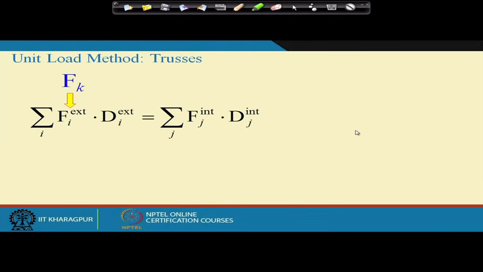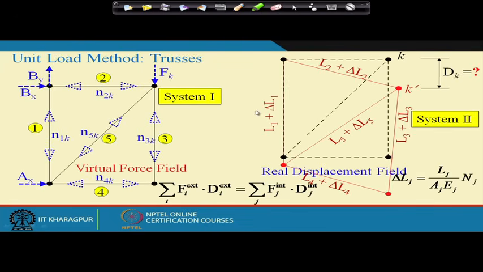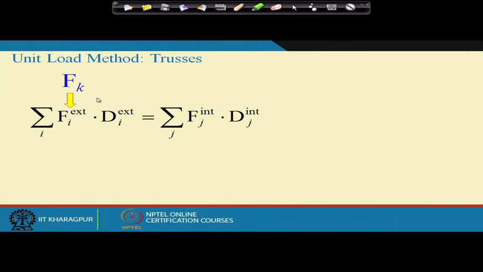Now, what is the external load we have? The external load in system 1 is this. Point B doesn't move, so there is no work done by the reactions at point B. The reaction at point A is in the horizontal direction, but this point does not move horizontally, so there is no contribution of Ax. So, in the external force field, the only force we have is Fk.